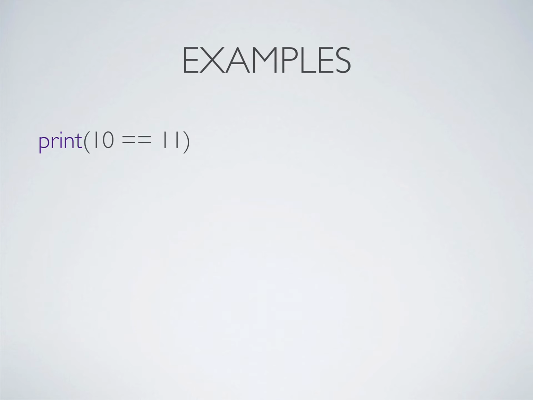Alright, so just a couple more examples to run through together just to make sure this all makes sense. Alright, so print 10 equals 11. That's going to be false, right? So again, this is checking to see if they are equal because there are two equal signs. Clearly, 10 does not equal 11, so if you're saying, hey, does 10 equal 11? No, it does not, so it's false.